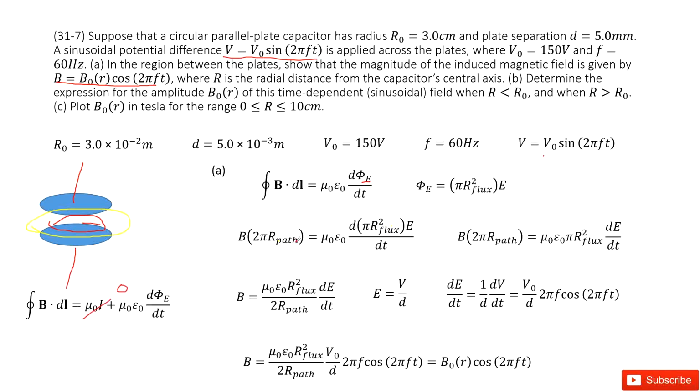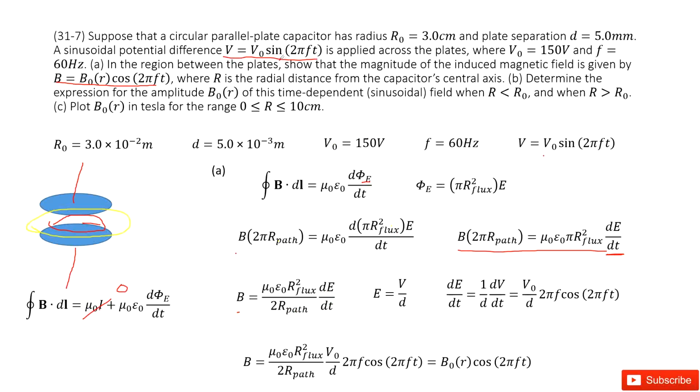Now we get this equation. You can see pi r flux squared is a constant, right? In the derivative, dE over dt is the only variable depending on time t, so we take the constant out. Now we can solve this equation to get the function for B. We can see the pi and pi cancel. It looks like this. It looks like we need to know dE over dt, right? And see what we have.